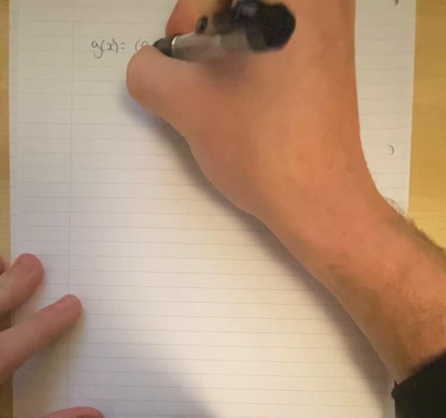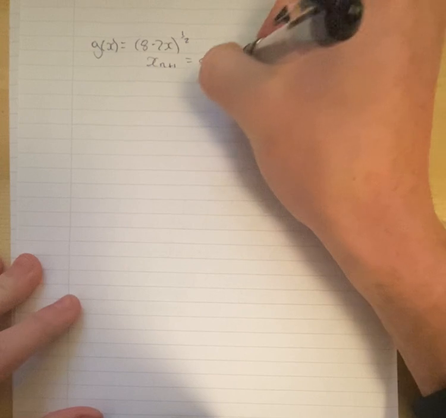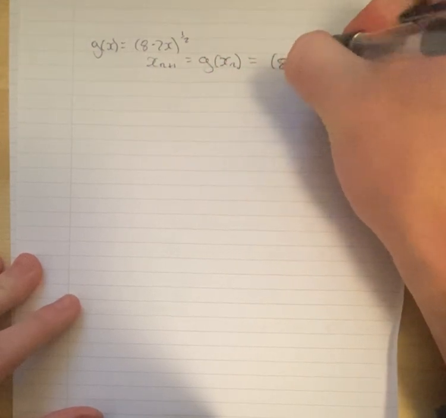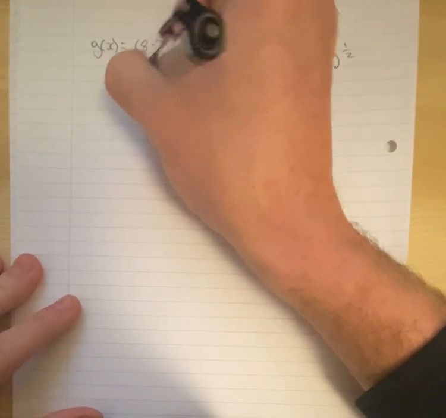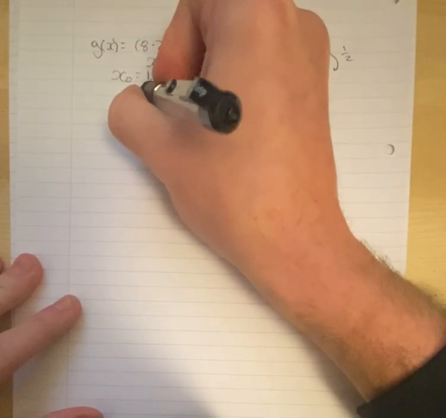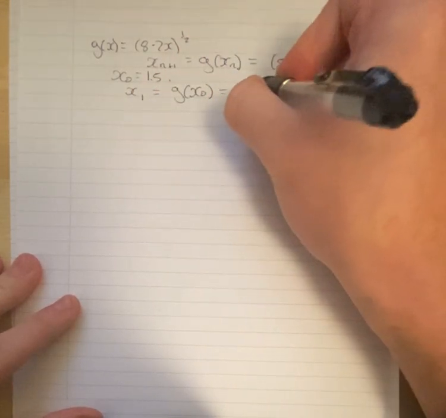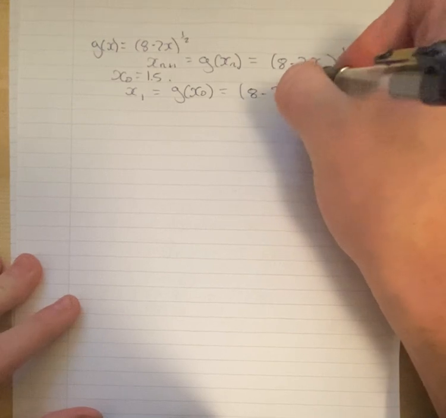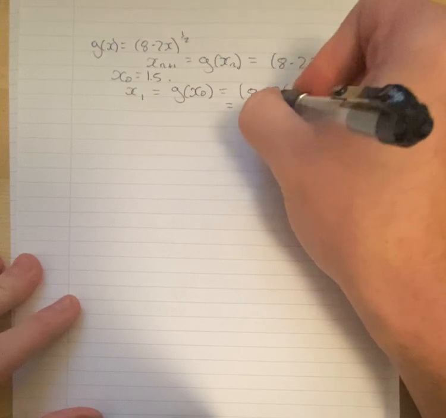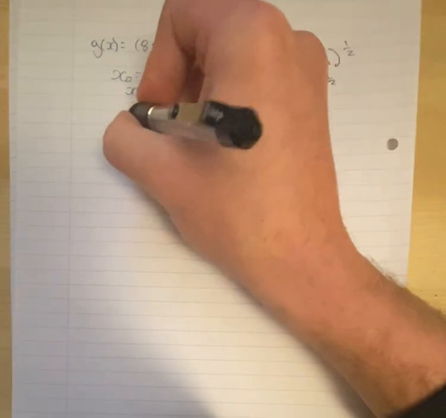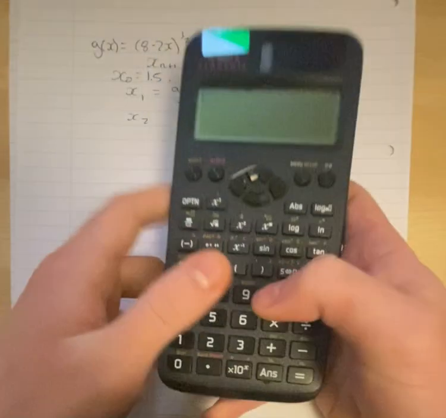So using the fixed point iteration, we get x n plus 1 is equal to g of x n. So that will be 8 minus 2x n to the half. We know that x0 is equal to 1.5. So x1 is equal to g of x0, which is equal to 8 minus 2 times 1.5 to the half. This gives 2.236.